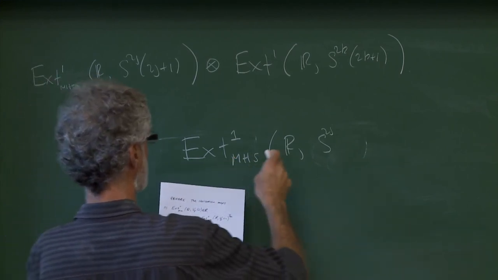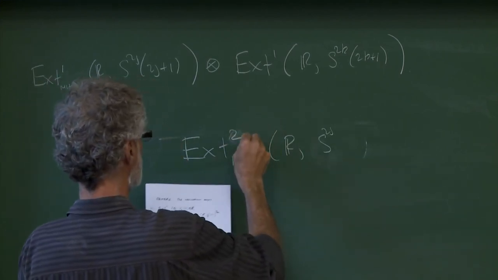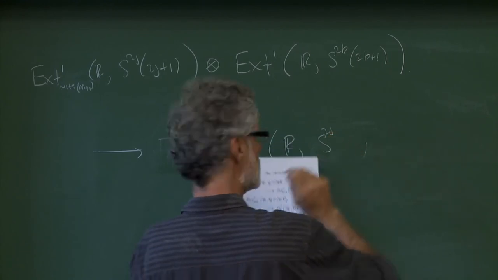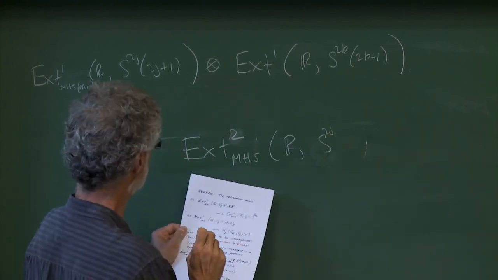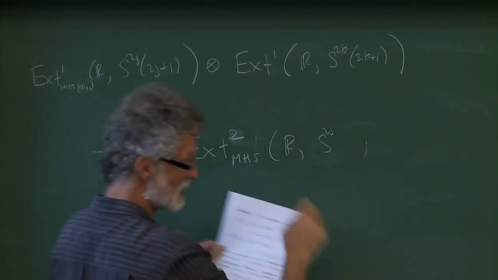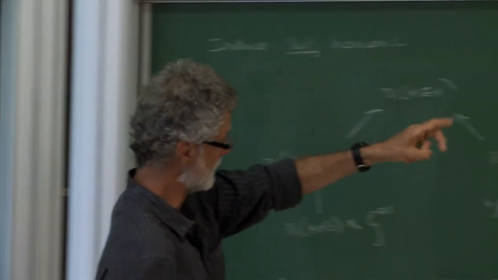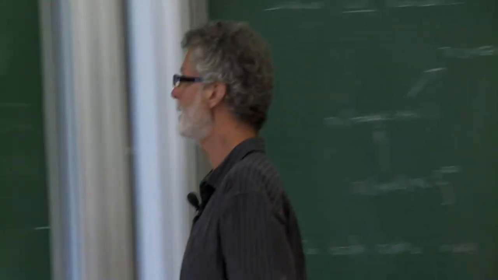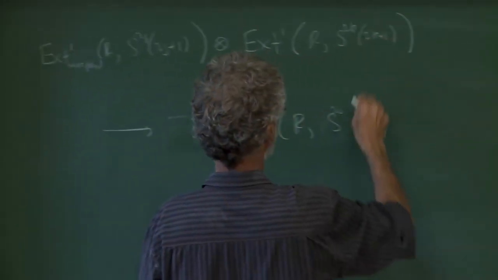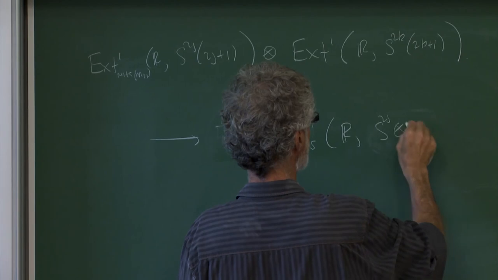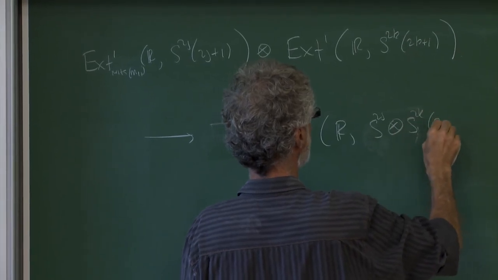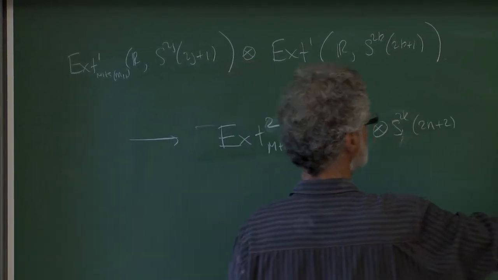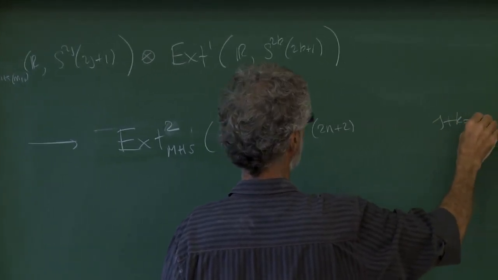I'm going to have to fix these notes here. So it's Ext^2. Ext^1 cannot go into Ext^1. Yes, it does because of this guy over here. Right? But I've got to fix up what I've got here. It's S^{2j} tensor S^{2k} into S^{2n+2}. So j plus k equals n.